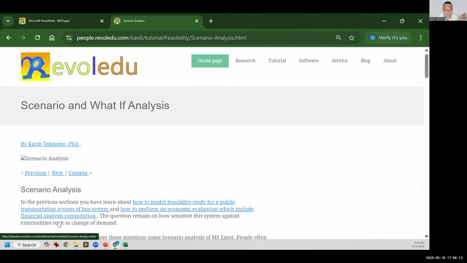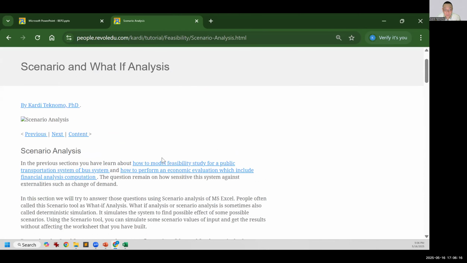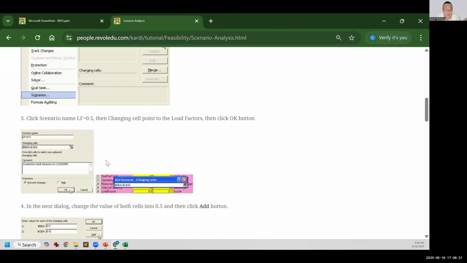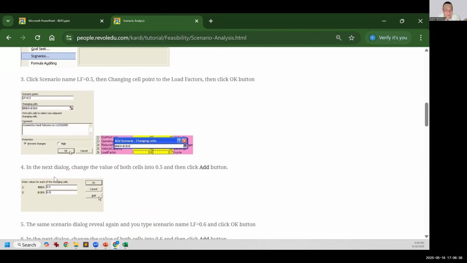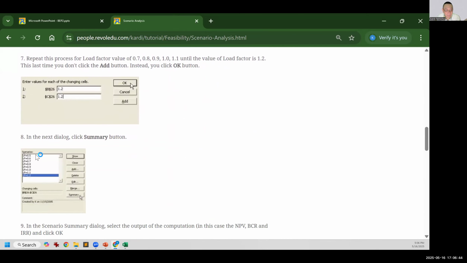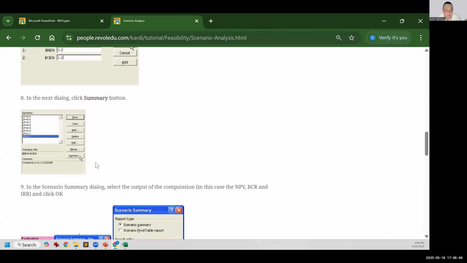So this is one of the scenarios. You can also use scenario analysis in Excel. This is the old system. You go to what-if analysis, the tools, scenario, and then you add, and then you can add any scenario. So you can have several scenarios, and then have several variables as well. With this you can set up, for example, this is the load factor scenario. So you put one by one, and finally you click summary.